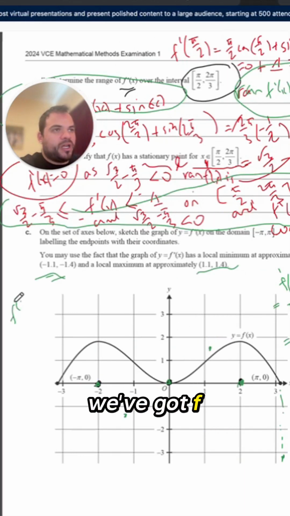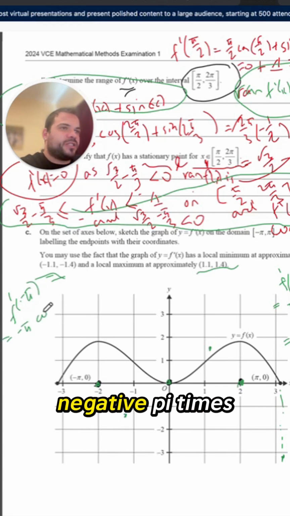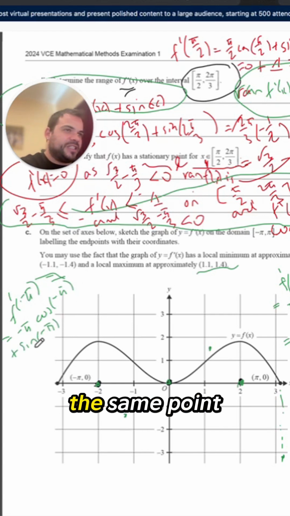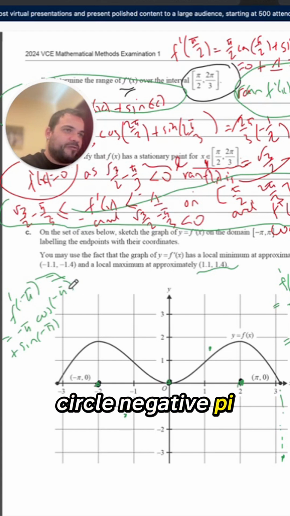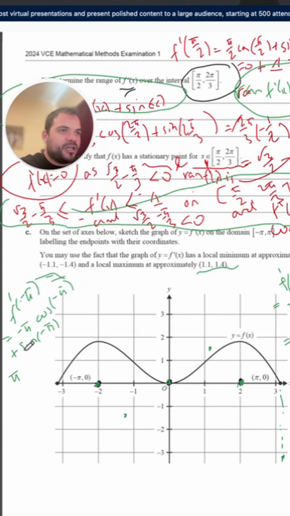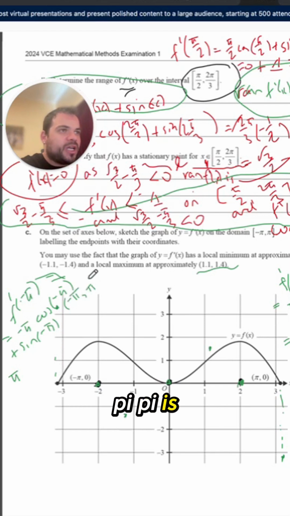Then go ahead and calculate the other endpoint. We've got f dashed of negative pi, so x times cos of x: negative pi times cos of negative pi, plus sine of negative pi. That's actually the same point on the unit circle. So cos of negative pi is negative 1 times negative pi is pi, sine of negative pi again is 0. So we've got negative pi, so that means up here, negative pi is our other endpoint.